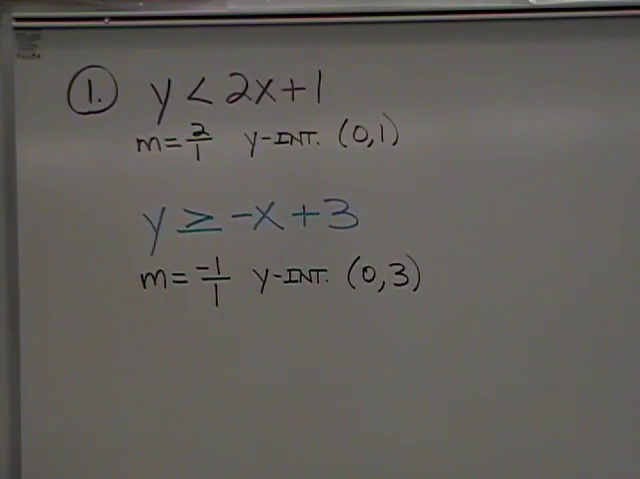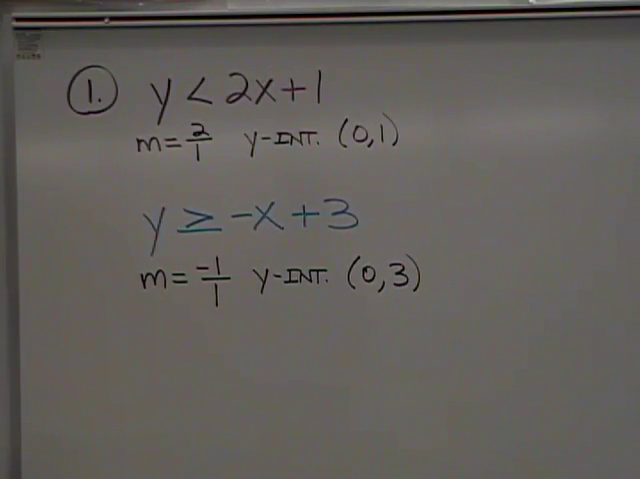Well, here's our first practice problem of the day. You see that y is less than 2x plus 1. Hey, they're being nice to us. That's already in slope-intercept form. So just by looking at that inequality, we can see that the slope is 2, or 2 over 1, and the y-intercept is going to be at 0 and positive 1.